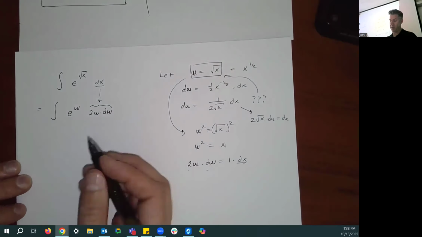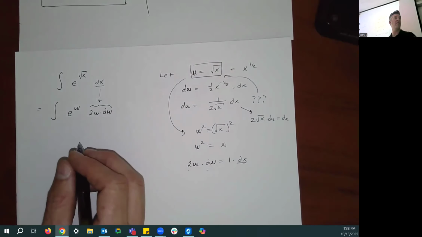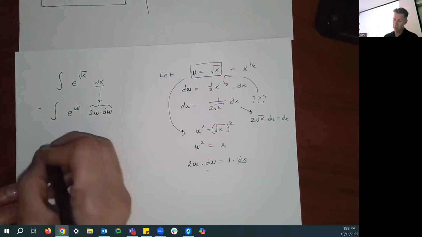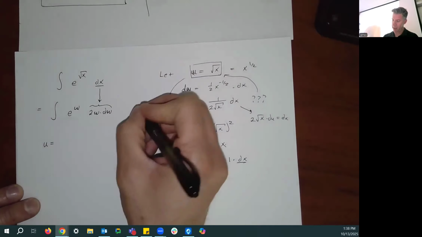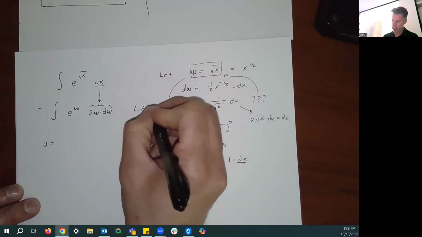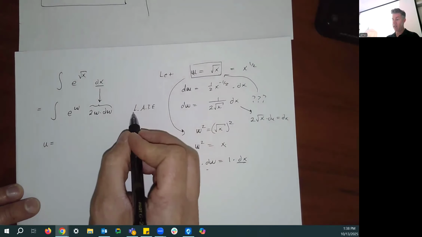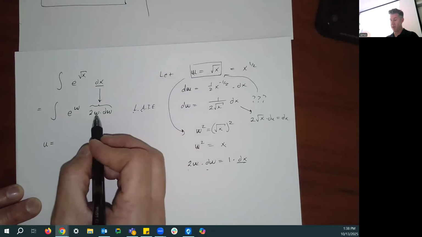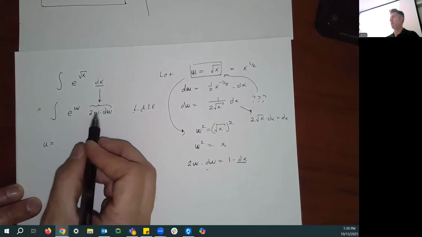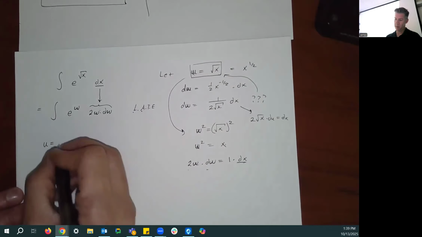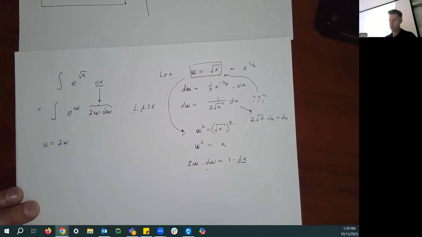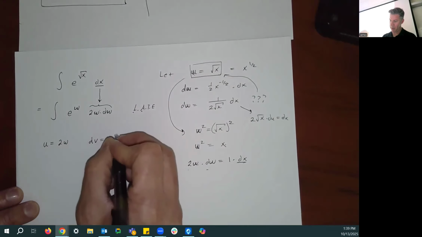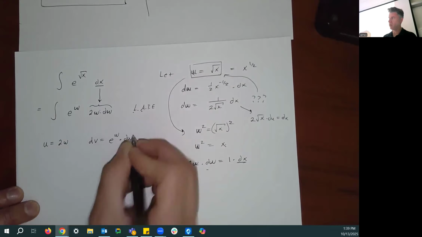So now we're going to make a choice for u, just like we would have with integration by parts. Well, I mean, it is integration by parts. So we're going to pick u equal to, well, let's see, LATE. I don't have a log. I do have a power of my variable, though. I have w to the first. And I'm just going to grab the 2 along with it, because why not? So we're going to say u is 2w. And then dv is going to be the rest. It's going to be e to the w times dw.